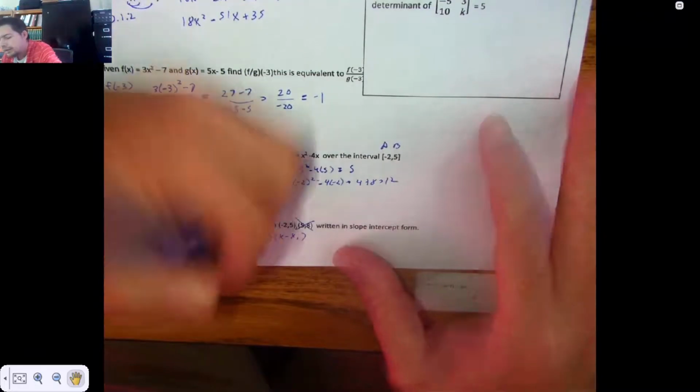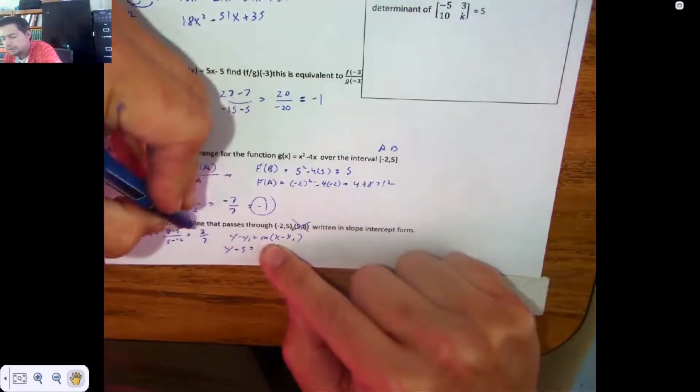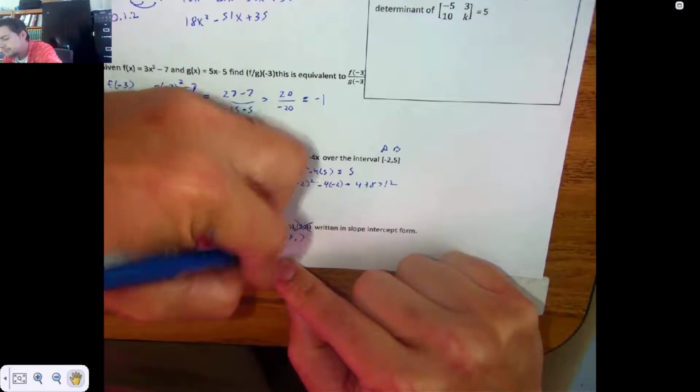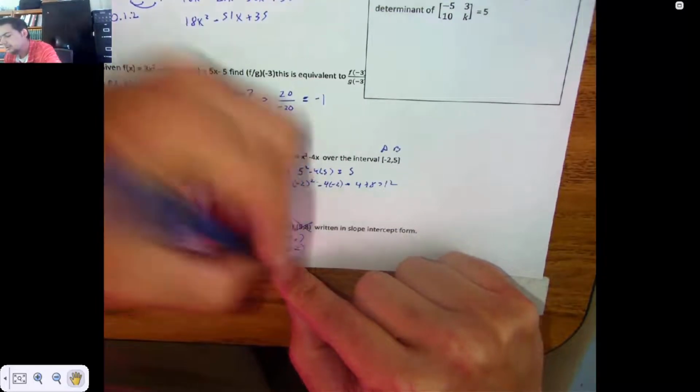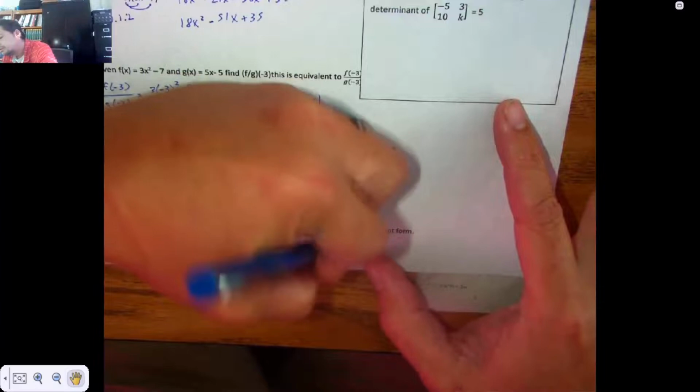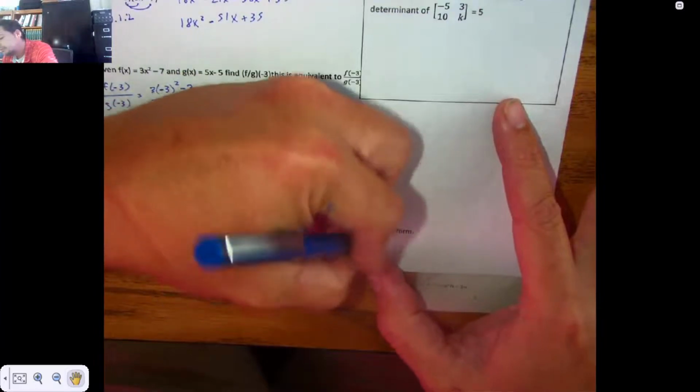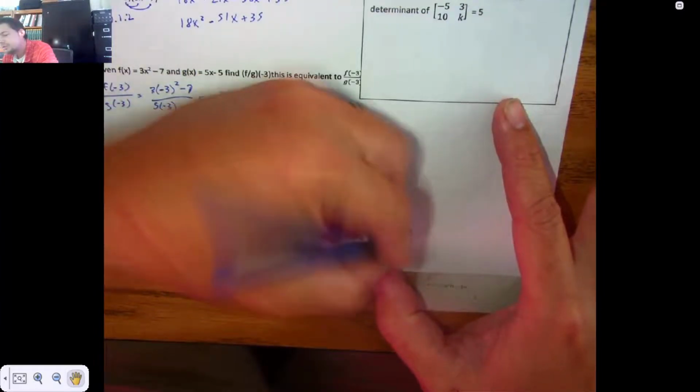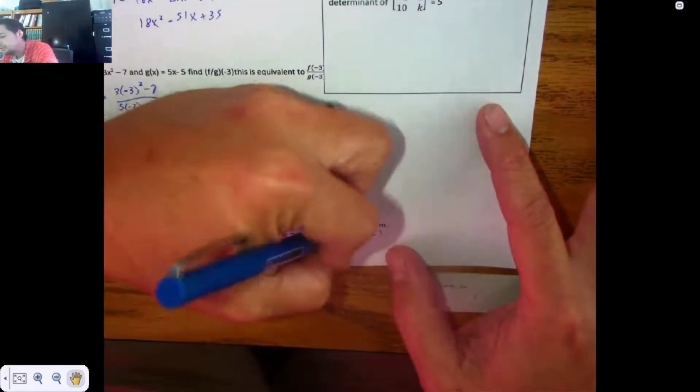We're going to take away the 5. Here's where my m goes. It's 3/7. X take away a negative 2. I'll go ahead and clean it up on the next line. Taking away a negative is addition. I invoke the distributive property.